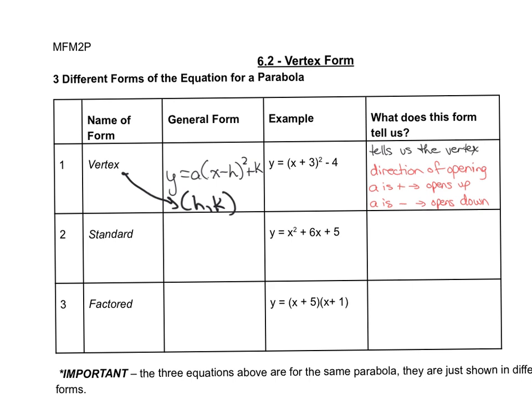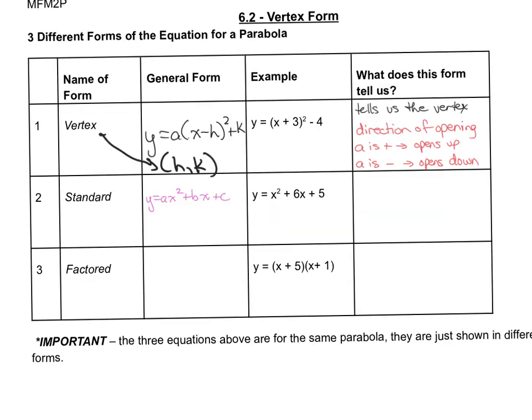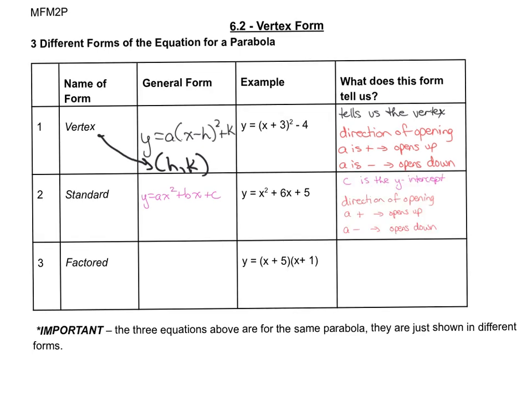Then we have the standard form of the equation. This is the one that we've been using to factor, where we have ax squared plus bx plus c. This form can tell us two things. It can give us the y-intercept, because remember that the y-intercept is the value of y when x is 0. And if x is 0, then those two terms disappear, because anything times 0 is 0. So it gives us the y-intercept, and it gives us the direction of opening.